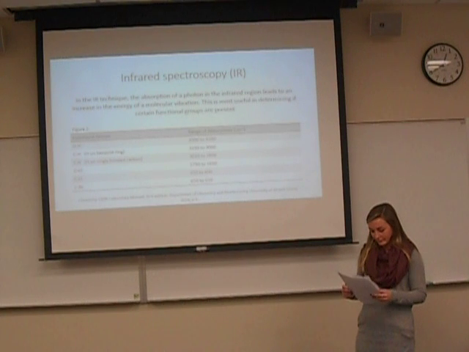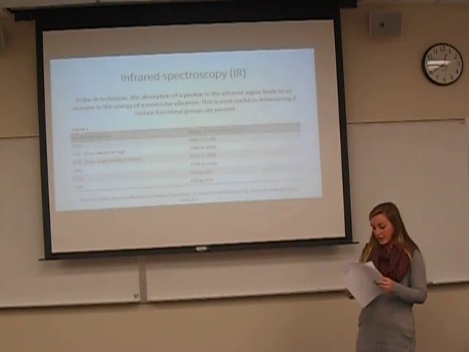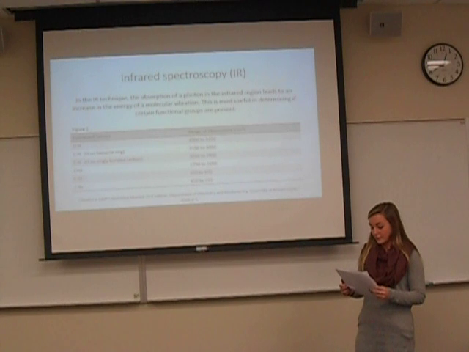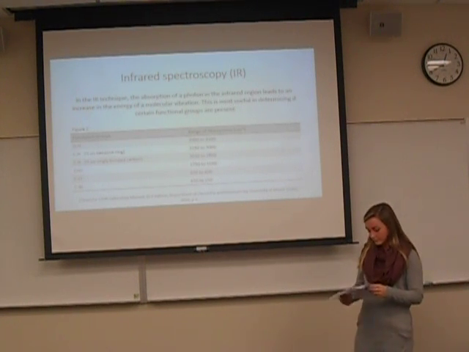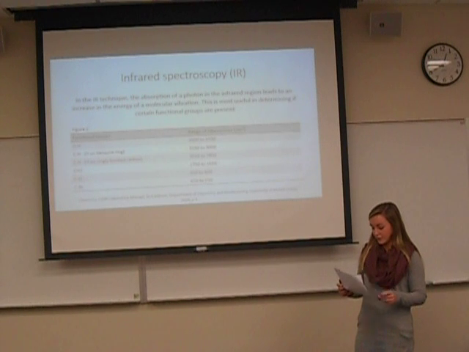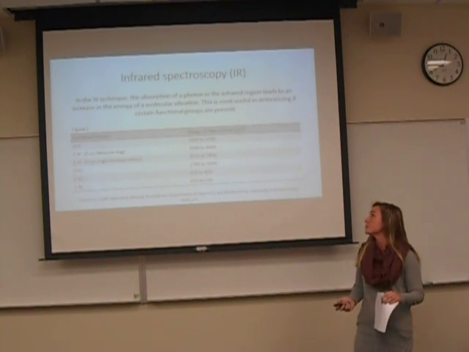as NMR. IR and NMR work with similar principles according to the Chemistry 120 Laboratory Manual. In the IR technique, the absorbency of a photon in the infrared region leads to an increase in the energy of a molecular vibration. This is most useful in determining if functional groups are present. This information is displayed on a chart in which the vibrations are detected as a peak presented on the chart. Each functional group absorbs a different IR frequency. Figure 1 is a chart representing each functional group and their associated IR absorbency ranges.